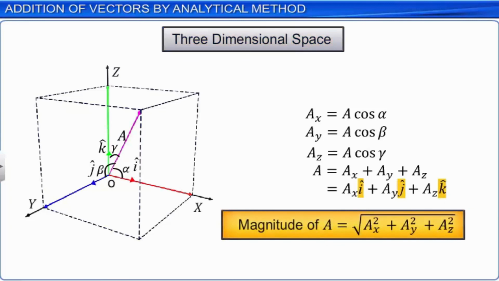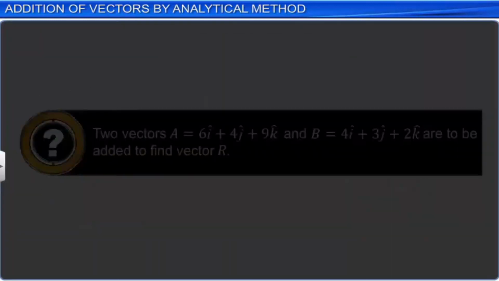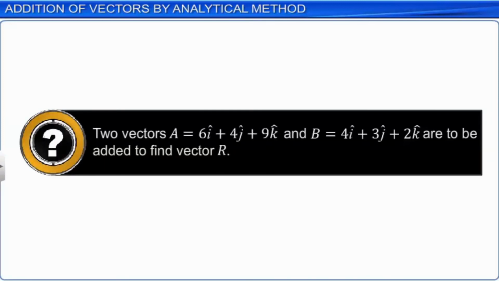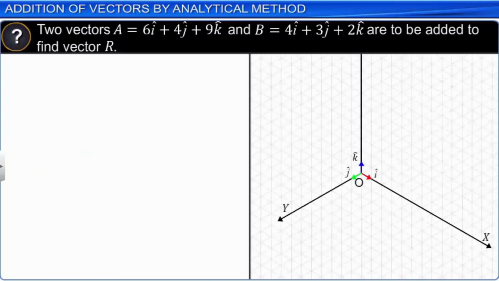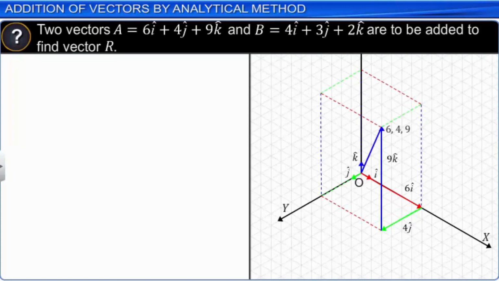Let us solve a simple problem using isometric graph paper. Two vectors, A is equal to 6i plus 4j plus 9k, and B is equal to 4i plus 3j plus 2k, are to be added to find vector R. To visualize the process, you can represent A on the graph paper by joining the point 6, 4, 9 to the origin O. Similarly, join 4, 3, 2 to the origin O to obtain B.